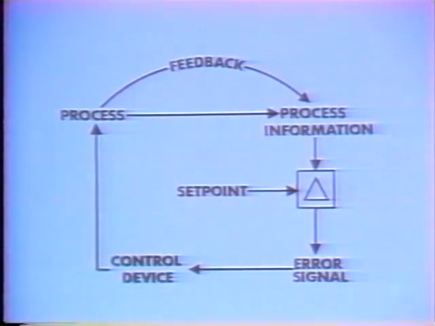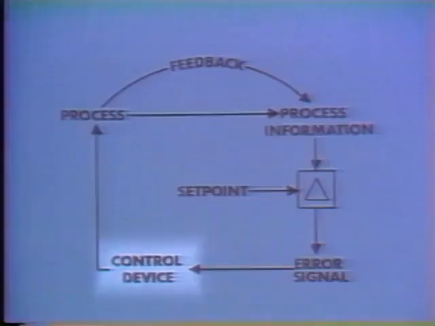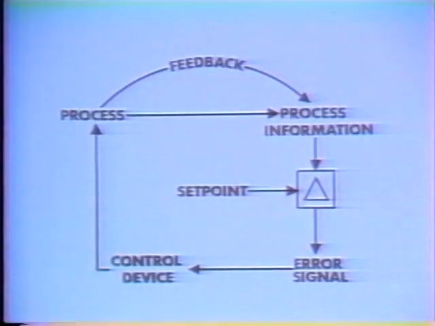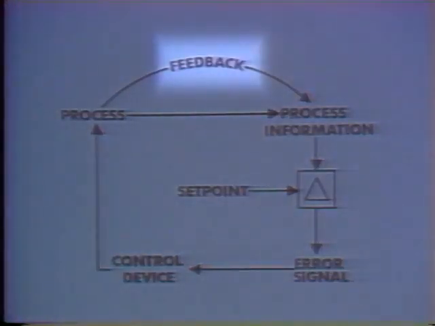The error signal operates the fifth element of control, the control device. The control device in our system is the valve which regulates the amount of water reaching the tank. The valve responds to the error signal by opening or closing to readjust condensate flow in relation to the error signal. This adjustment maintains the level in the tank at the set point. The final control element is feedback.